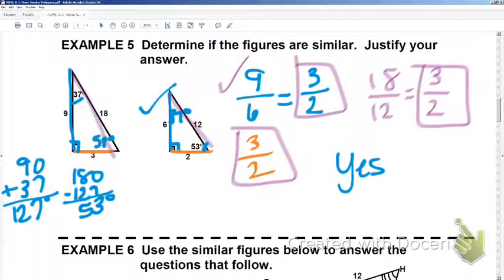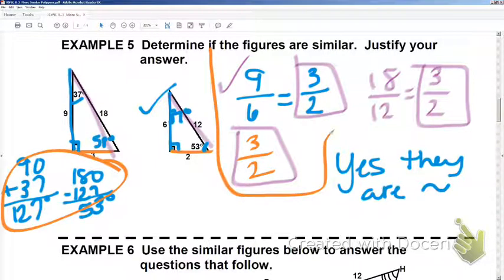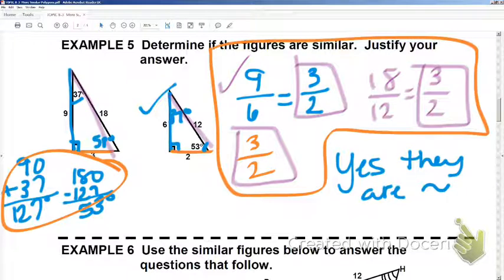So, yes, they are similar. And for similar, you can just use one squiggly. It's kind of like congruent without the equal sign. My justification is all of this work that I showed you guys. The angles here, all of the proportional side lengths, all of that is your justification.